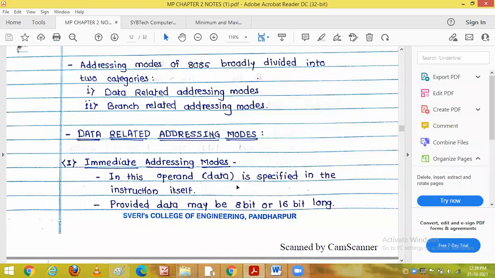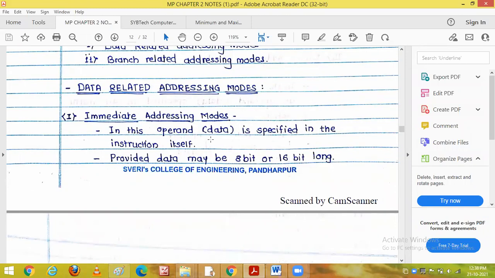Suddenly, whatever we have to use in the instruction, that instruction is directly added with the address. That is what we call immediate addressing mode. In this, the operand data is specified in the instruction itself. Whatever data is there, we specify it along with the instruction only.